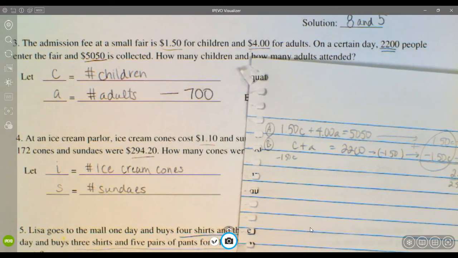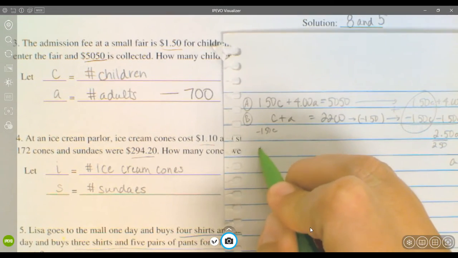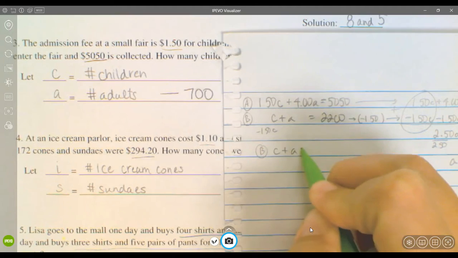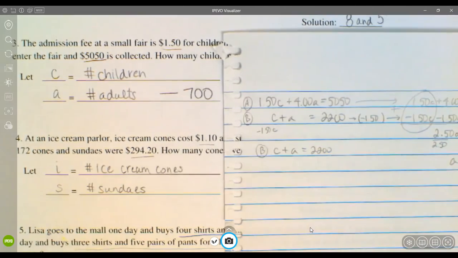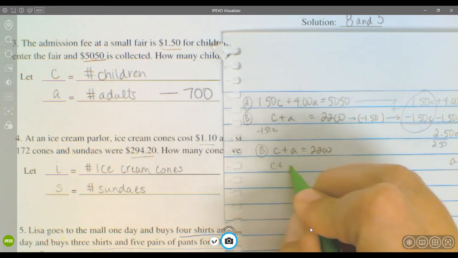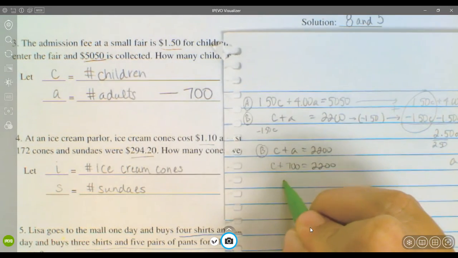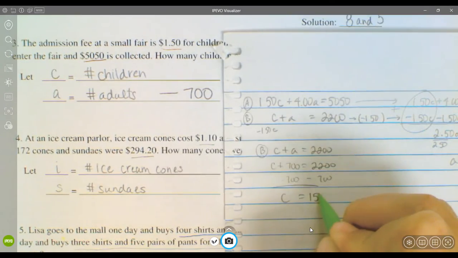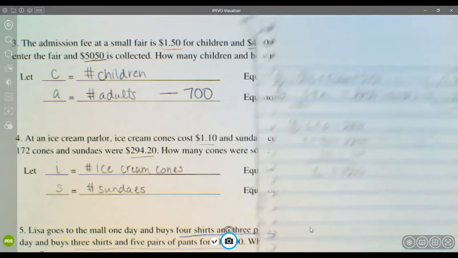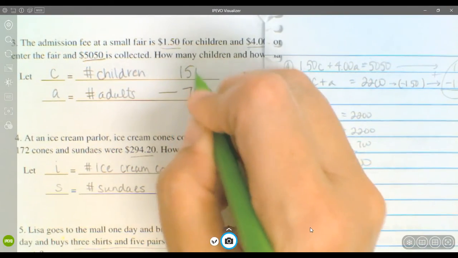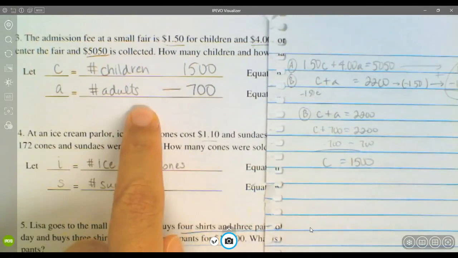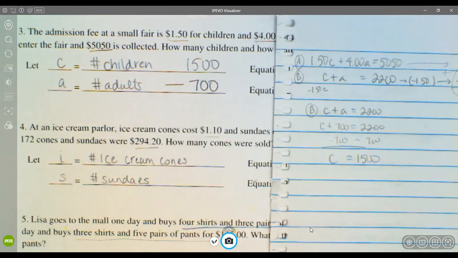Now I need to find the number of children. Well, equation B tells me that the number of children plus the number of adults is 2,200. So I know that the number of children plus 700 is 2,200. So when we subtract the 700 from both sides, we find that there were 1,500 children. And that's a nice thing about defining them. I can put my answer there right away.